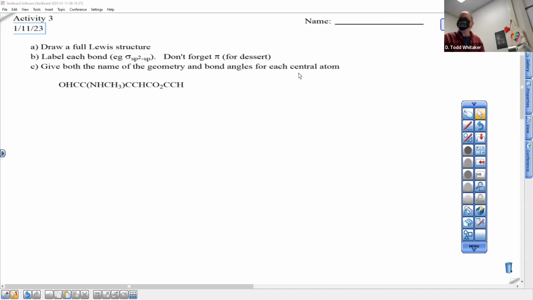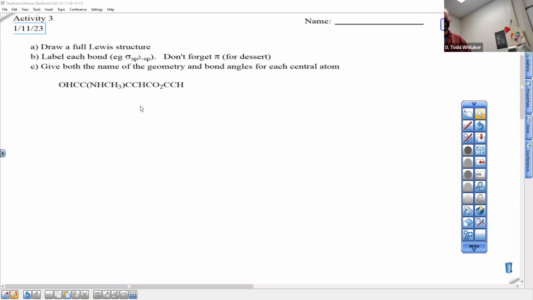What's a central atom again? One that is bonded to more than one other atom. So H is never central, right? Halogens are almost always never central. And we got some short forms here we're supposed to recognize for functional groups.